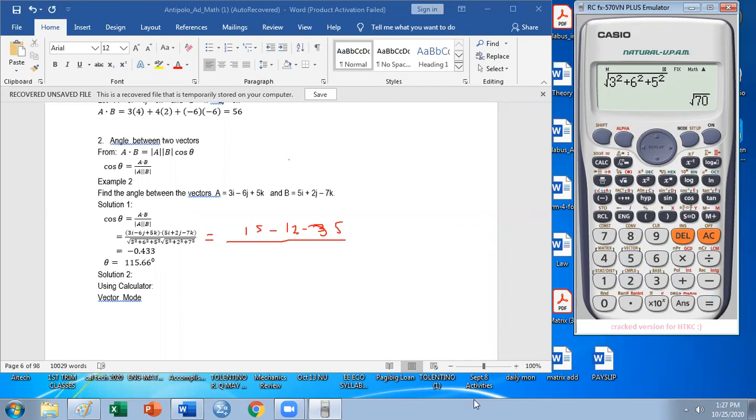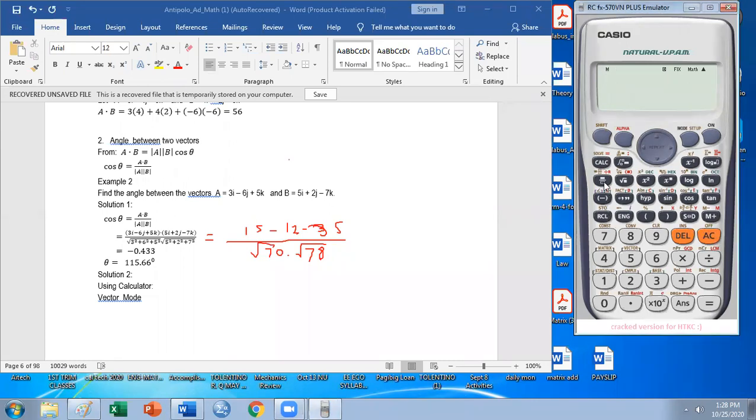Square root of 70 times square root of... how much is that? The square root of 5 squared plus 2 squared plus 7 squared. That is the square root of 78. And then you just compute it.